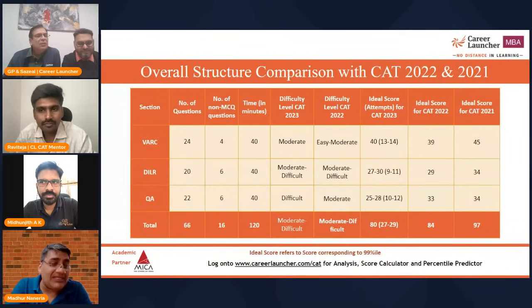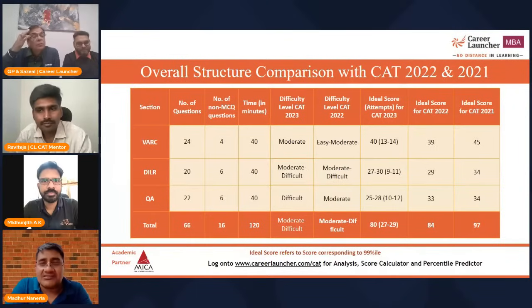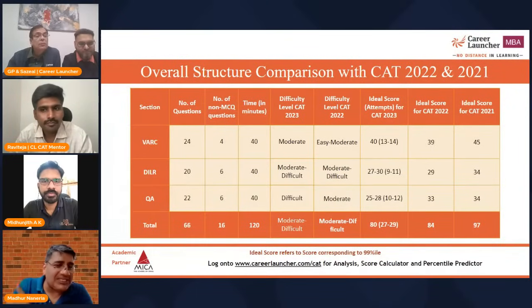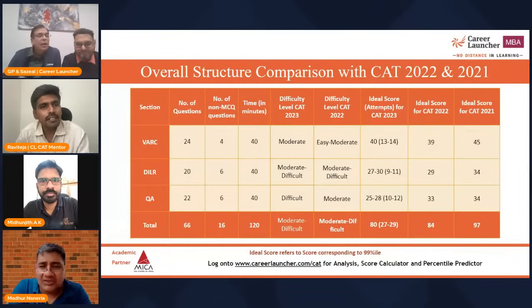Personally, I felt that VARC, particularly the RC passages, the origin or the concepts of the passages were slightly more difficult. Not something that you would find people reading on a regular basis. But I think that has been the nature for CAT over the last many years. So okay, we can go ahead with this. I think we should work with this.